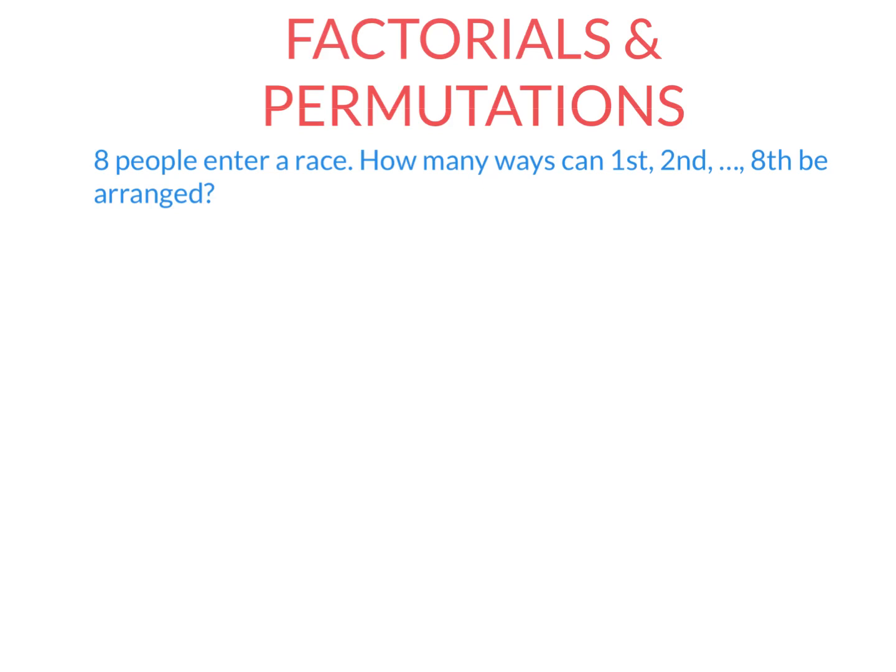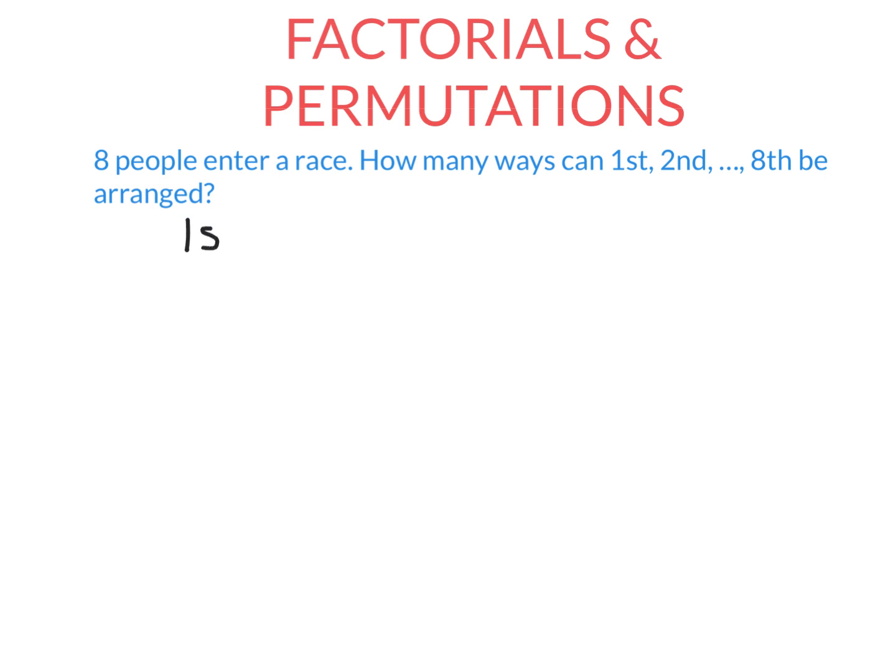Thank you so much for tuning into this video in which we will look at factorials and permutations. These are counting tools that will help us in probability. So let's start with this example. 8 people enter a race. How many ways can first, second, third, fourth, up to 8th be arranged?